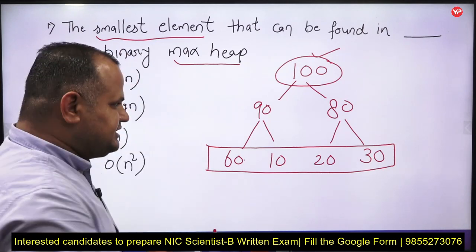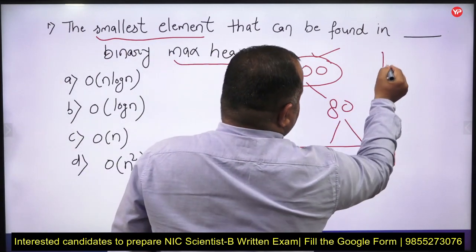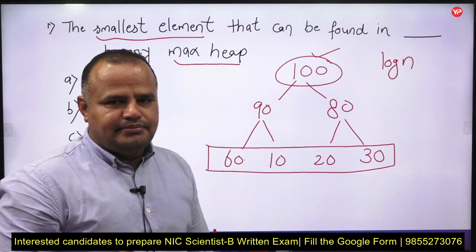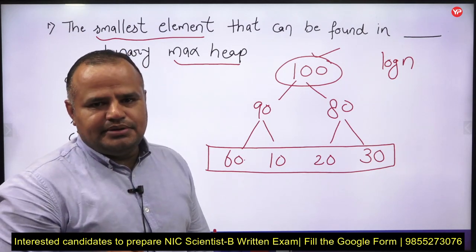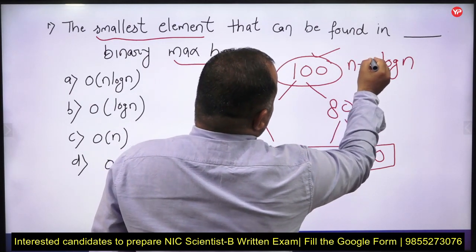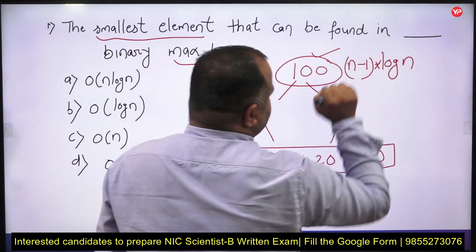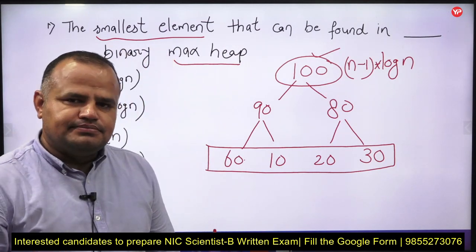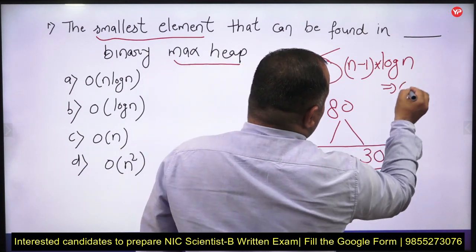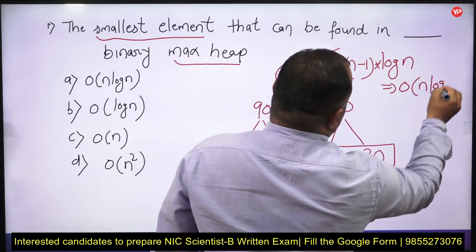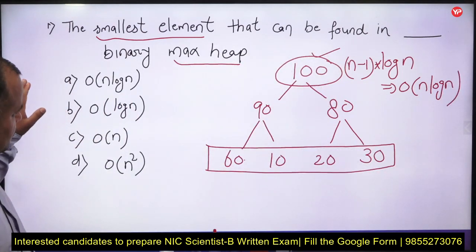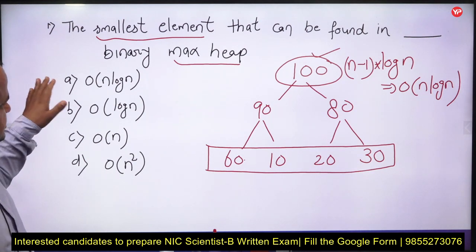But what is the time complexity? To delete an element it takes log n time. So I have to delete n minus 1 elements, because the nth element is the smallest element in the max heap. So I need to delete n minus 1 elements from the max heap. But what is the problem with that? This is not the optimal answer. It gives me order of n log n, which is option A. So don't try to hit the first option.